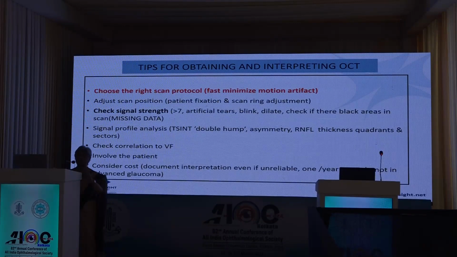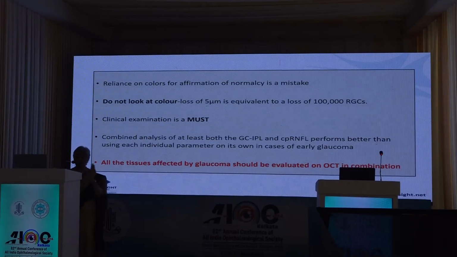Along with that, please do not forget to consider the cost that it involves. Don't rely on colors, like red is bad and green is good, etc. Please confirm the normalcy of the data. So do not look for color, just do not look at color. Loss of 5 microns is equivalent to loss of 1 lakh GCCs. You have to do a clinical examination. Without clinical examination, OCT is of no use. Combine analysis of both the GC-IPL as well as the peripapillary RNFL. That is why take a composite scan.